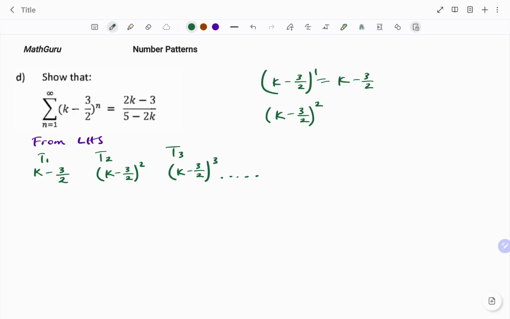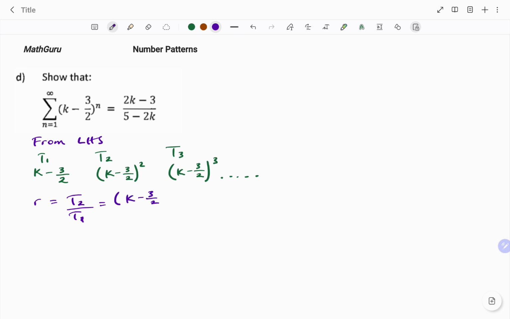Now I can see that that is a geometric pattern, and for geometric patterns they all have a common ratio. So therefore, to find my common ratio, r will be equal to the term in front divided by the term behind, which is t1. In this case, I'm going to have ((k - 3)/2)^2 divided by (k - 3)/2. Laws of exponent, this is going to give me (k - 3)/2.